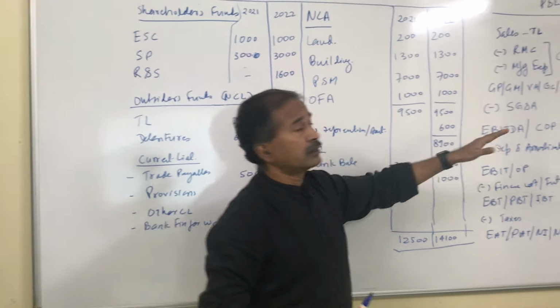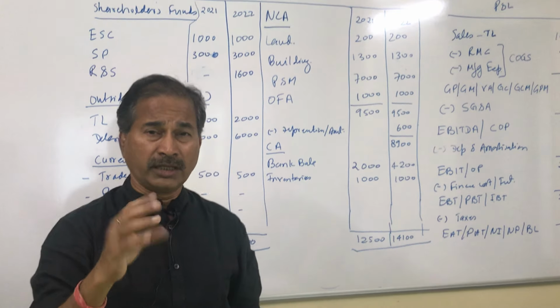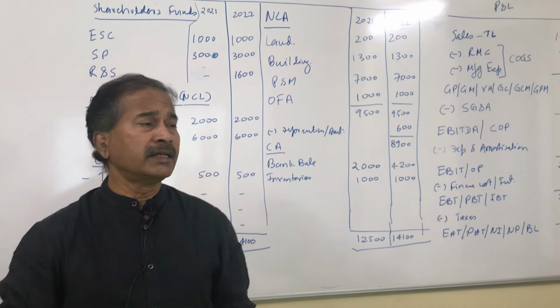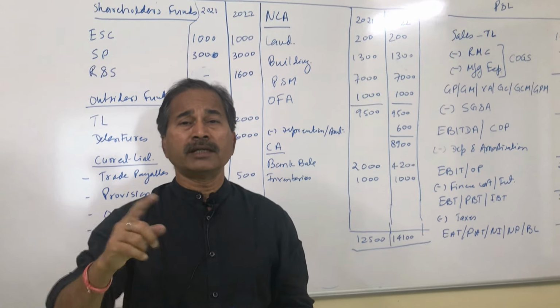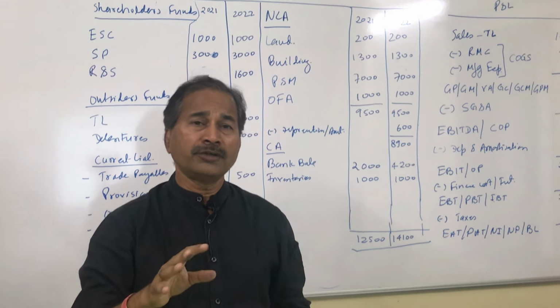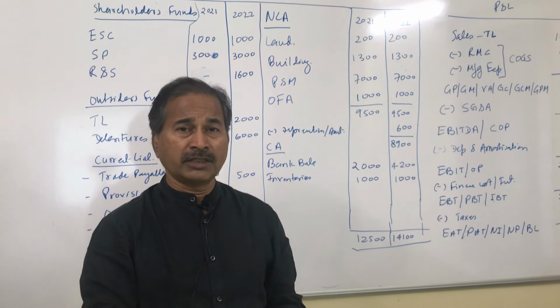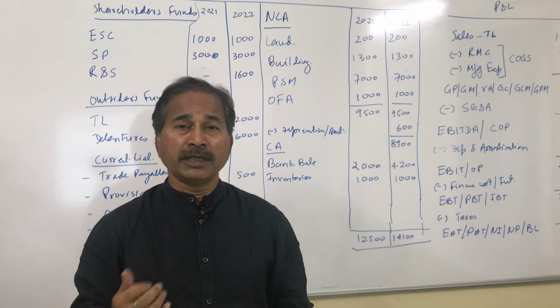And then you have seen how the P&L is constructed. So P&L, you start with sales minus COGS, you will get gross profit. From the gross profit minus the SG&A, you will get EBITDA. From the EBITDA, you minus the depreciation and amortization. What you get in your hand is known as EBIT.